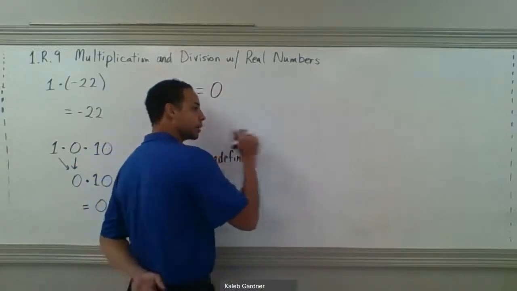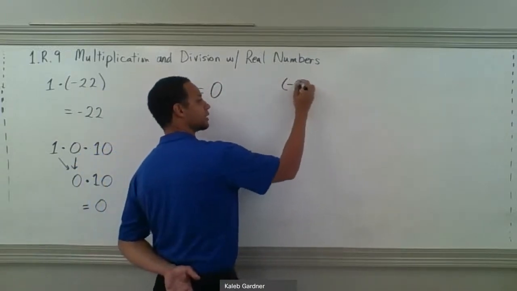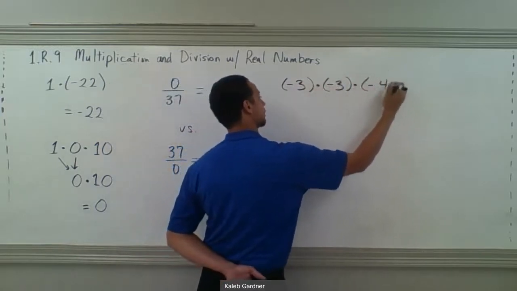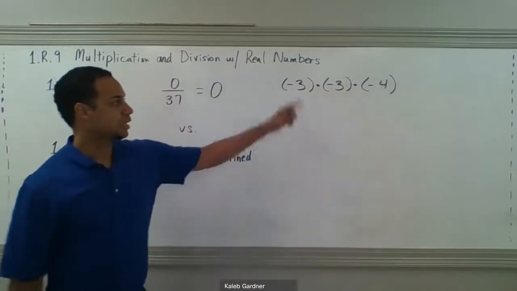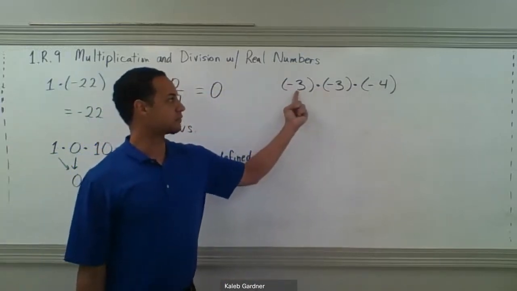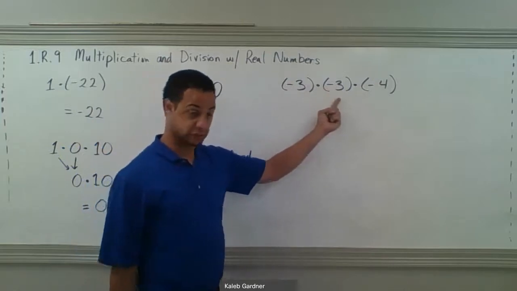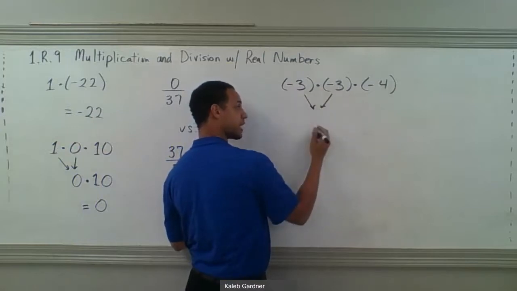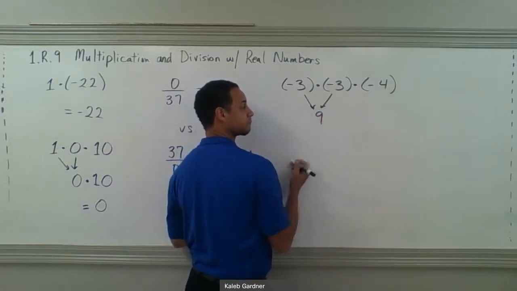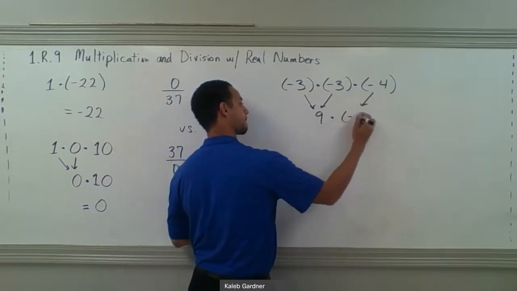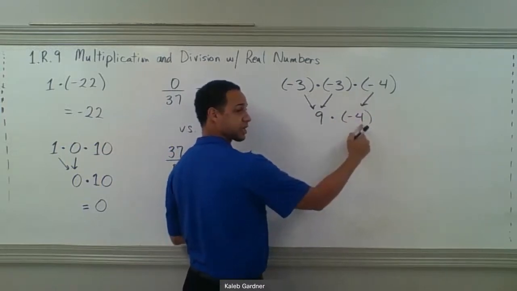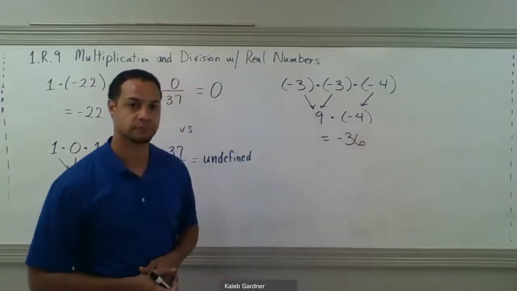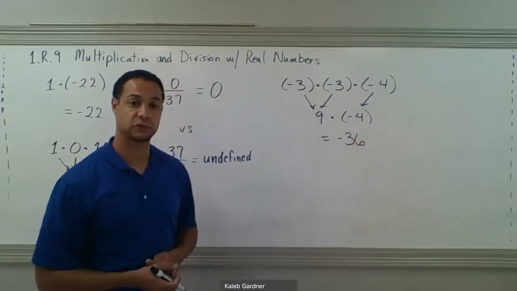Anyway, so let's go ahead and multiply again. -3 times -3 times -4. Let's work with the first two. A negative times a negative is a positive. So -3 times -3 is positive. 3 times 3 is 9. Now a positive times a negative is a negative. And there's our final answer. 9 times 4 is 36.